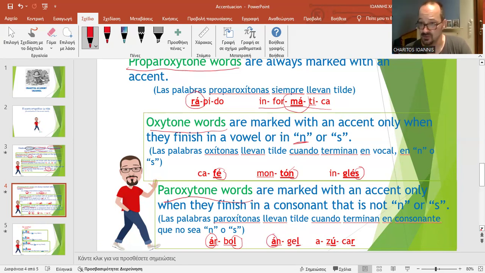Azúcar, sugar. This word has 3 syllables, but phonetically, I stress the second syllable before the end. Azúcar. So it's a paroxytone word. It finishes in R, which is a consonant that is not N or S. So I must write the accent mark.